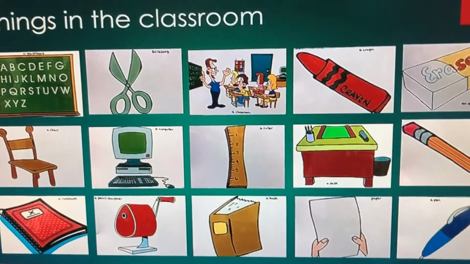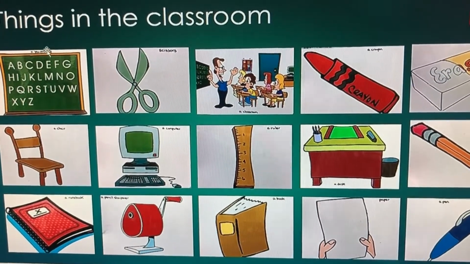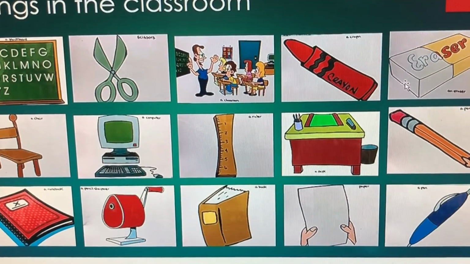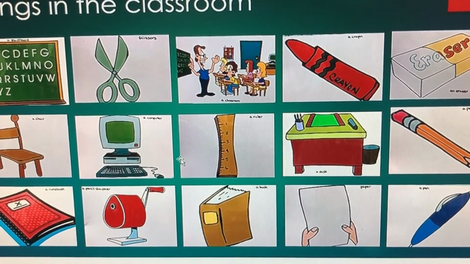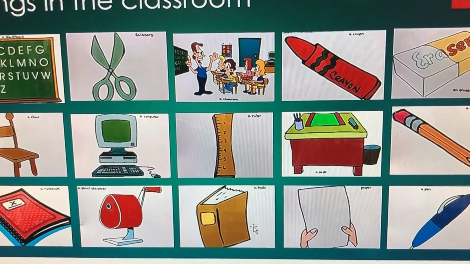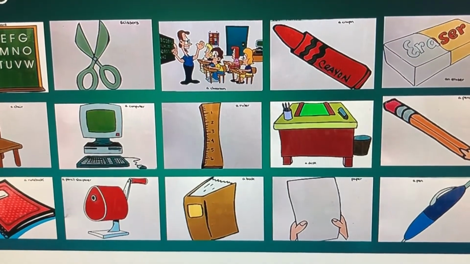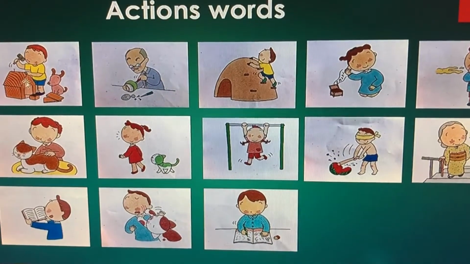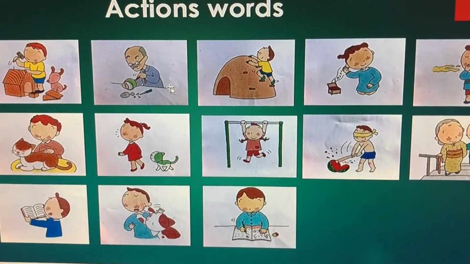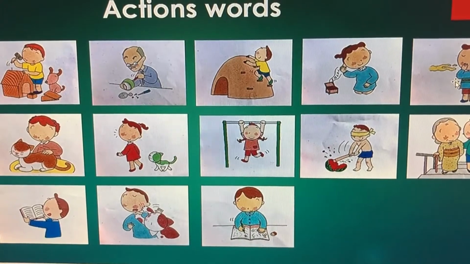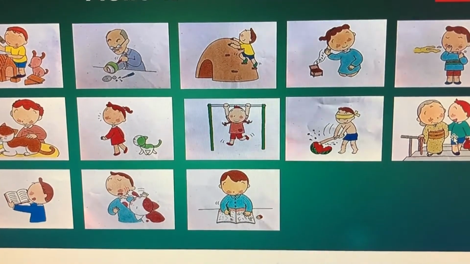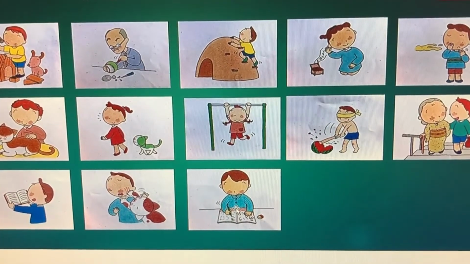For this month, I'm teaching things in the classroom. Blackboard, scissors, classroom, crayon, eraser, chair, computer, ruler, desk, pencil, notebook, pencil sharpener, book, paper, pen. Okay, and then I have action words. I read these words and then I get them to repeat and then pantomime. So this one is make, fix, climb, listen, smell, pet, look, hang, break, help, read, scratch, and write.